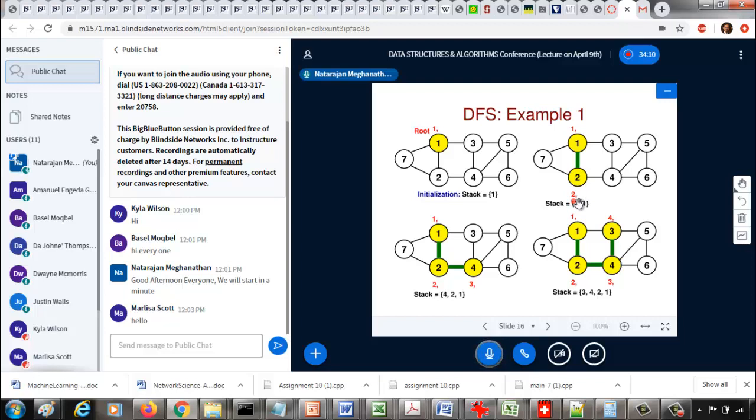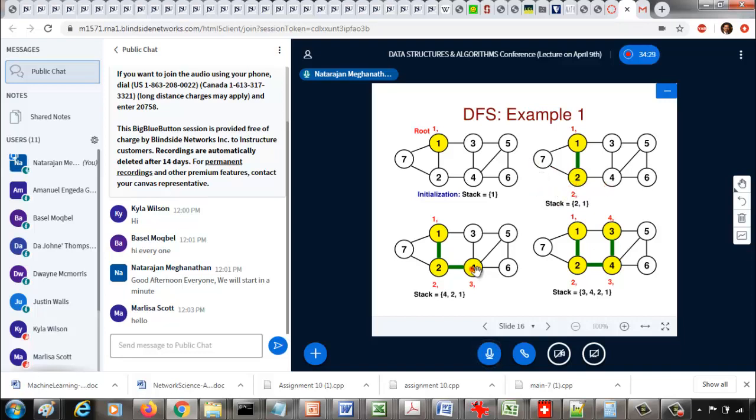So now continue the iterations. In the next iteration, again look into what is at the top of the stack. So the top of the stack has vertex 2. Now visit one of the unvisited neighbors of vertex 2. Vertex 2 has 4 and 7 yet to be visited. So we can visit 4.